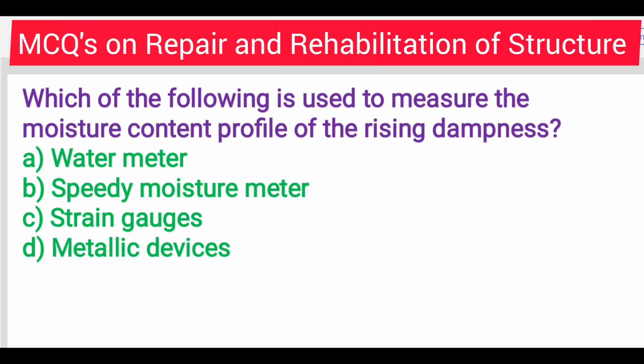Next question, which of the following is used to measure the moisture content profile of the rising dampness? Option A, water meter. Option B, speedy moisture meter. Option C, strain gauges. Option D, metallic devices. So the correct answer is option B, speedy moisture meter.